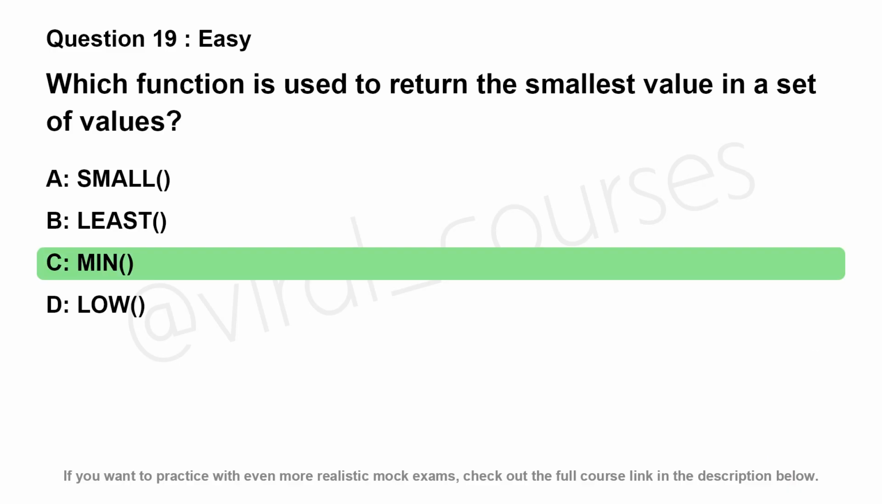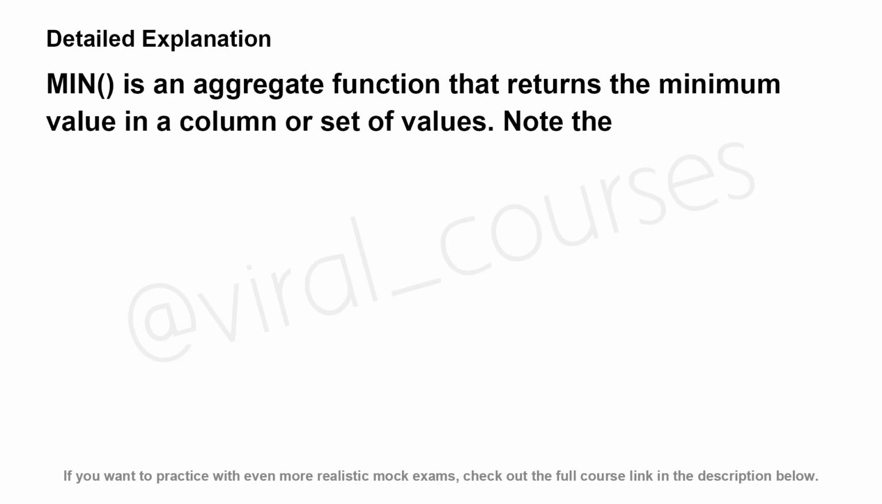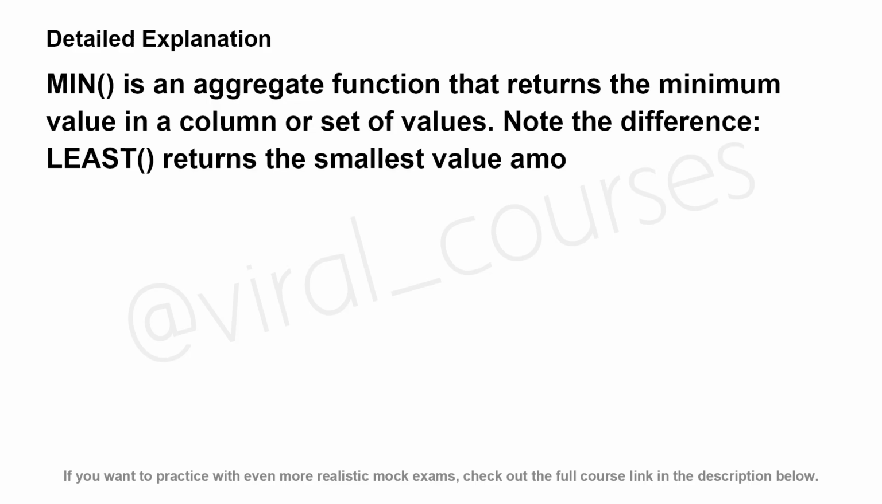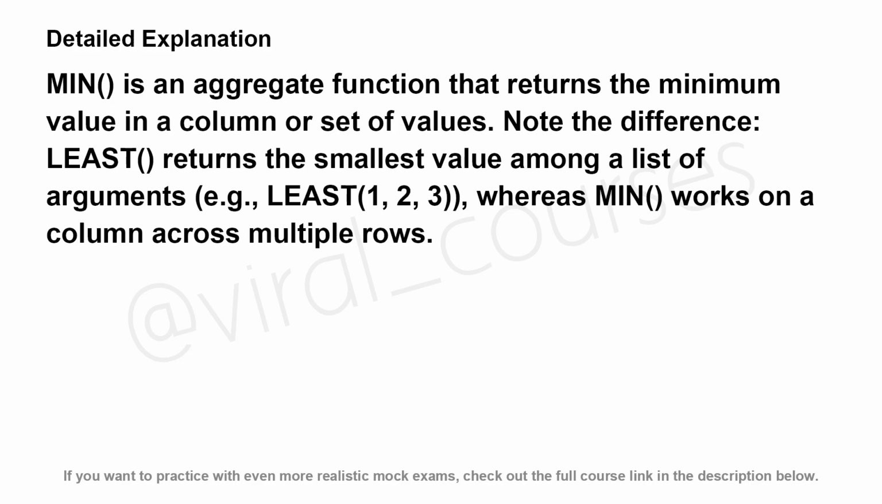The correct answer is C. Min is an aggregate function that returns the minimum value in a column or set of values. Note the difference. Least returns the smallest value among a list of arguments, e.g., least(1, 2, 3), whereas min works on a column across multiple rows.